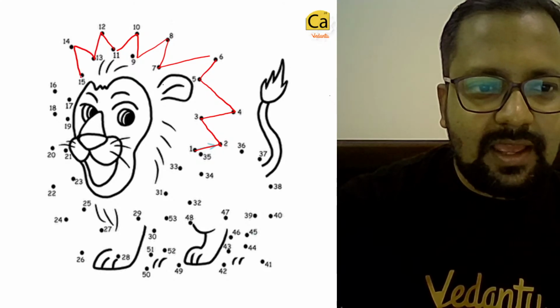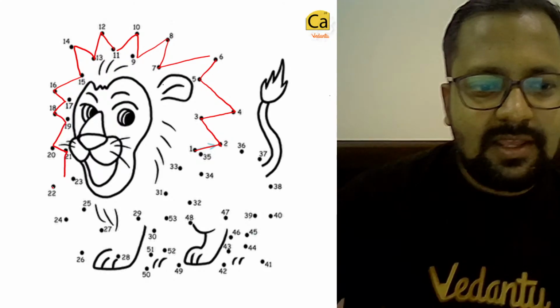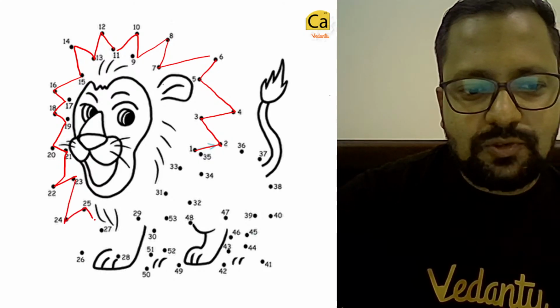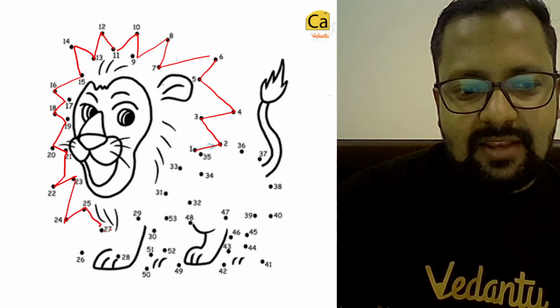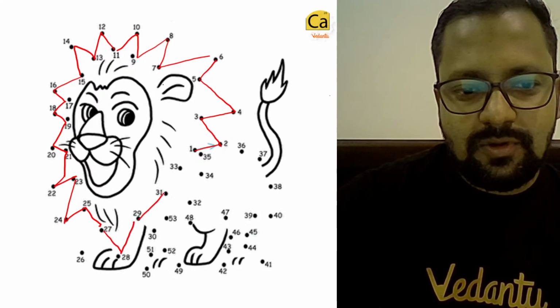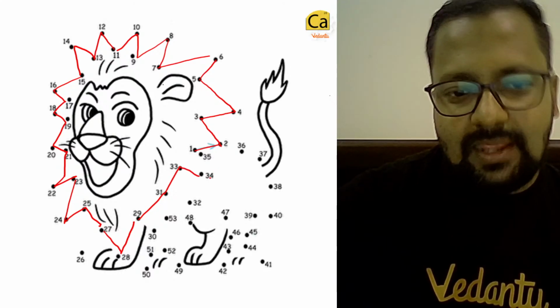It's a smiling lion. Everybody knows that this is a lion. How do you guys know this? Why are you so good at it? And what scares you the most when it comes to organic or inorganic chemistry?